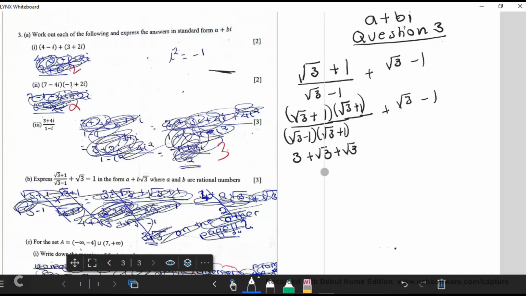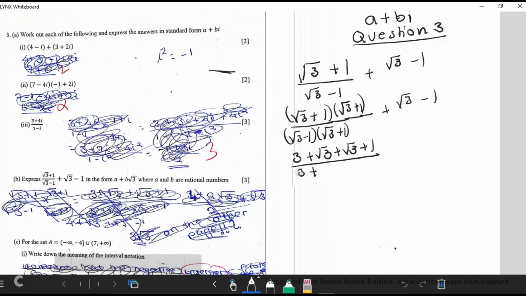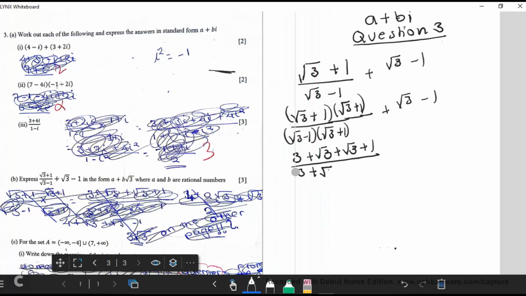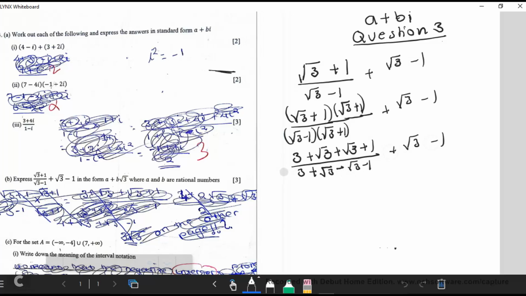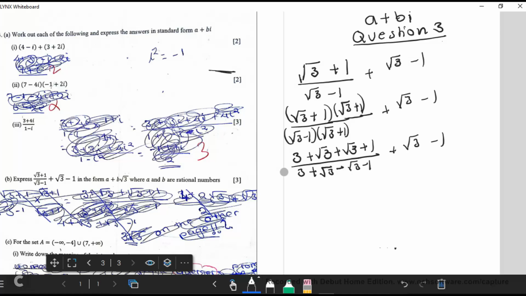This one times that one will give us root of 3. This one times that one, that will be plus 1, over this one times that one, that is 3. This one times that one is plus root of 3. This one times that one will give us negative 1 or negative root of 3. This one times that will be negative 1, plus root of 3 minus 1. Right?